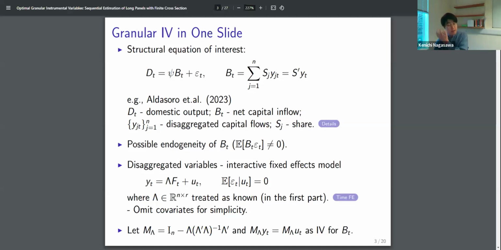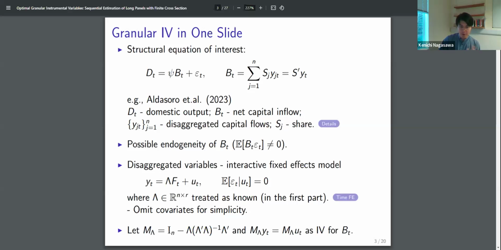And so this FT represents common factors that create the endogeneity issue. Global financial condition is one of the factors, and then you can think of other factors that are affecting all the locations in terms of the capital flow. Just a quick question: are those factors observed? No, factors are not observed. So, latent. Okay. Yeah. So here, what is observed is the YT, the disaggregated variables.